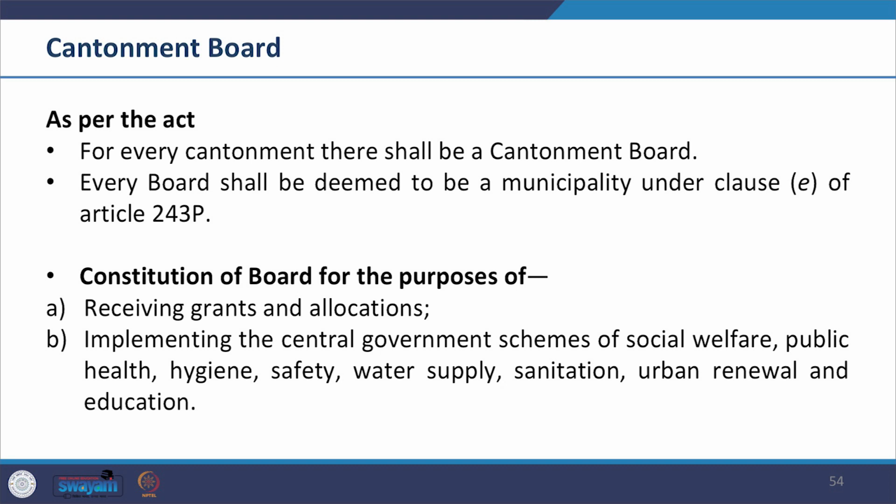Further, you see that the board will have perpetual, which means continuous, power to acquire and hold property, both movable and immovable, and it will also have the right to contract. And the board can sue and can be sued for the particular duties which they will perform. We shall pay attention to this structure.